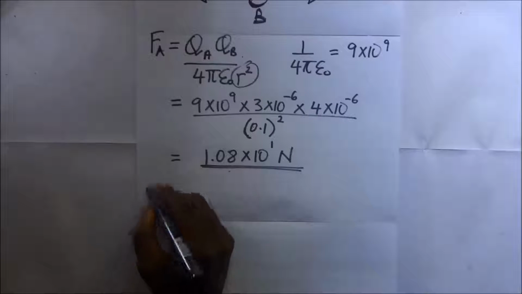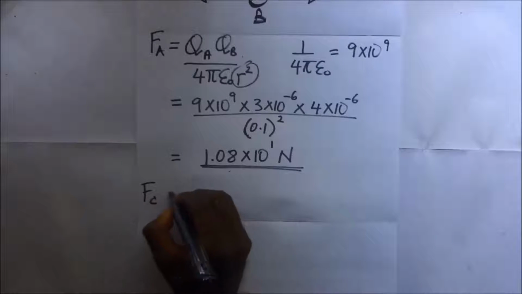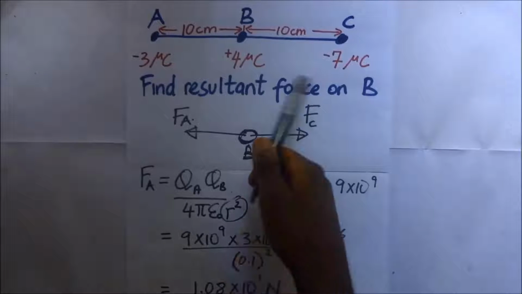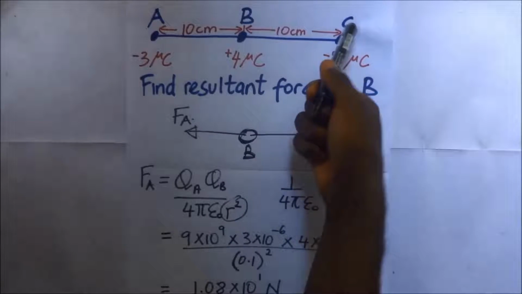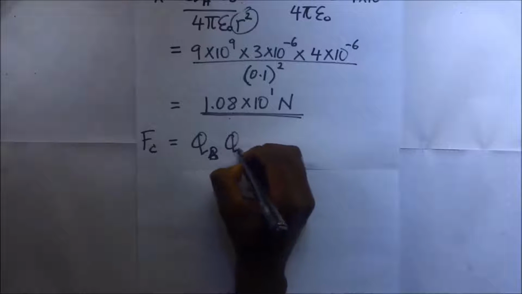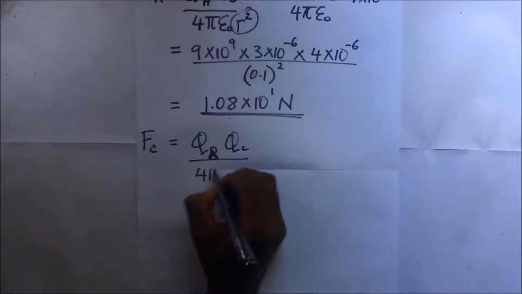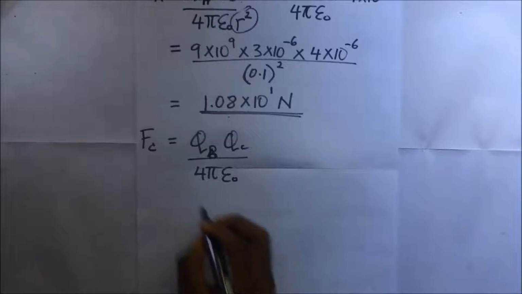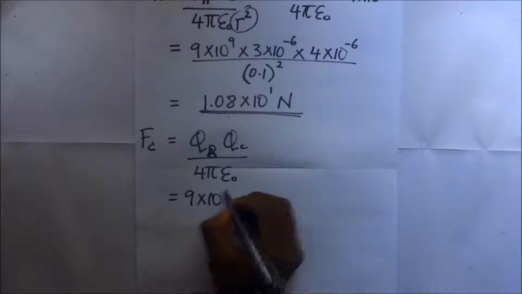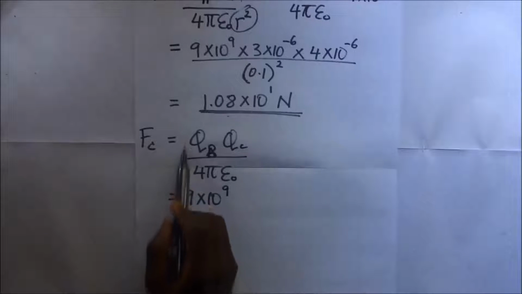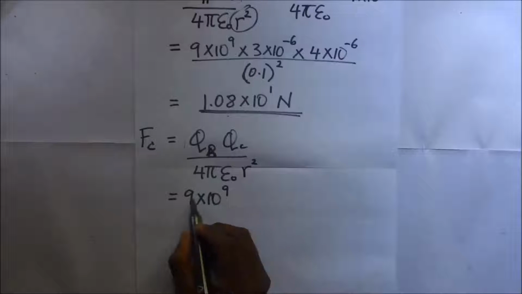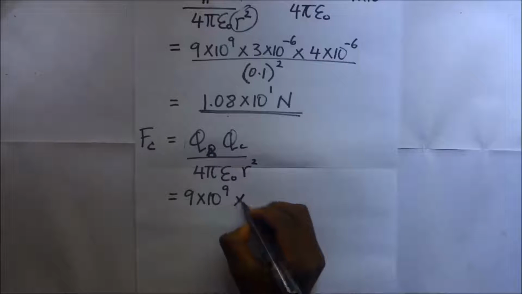So the force due to C, Fc, is going to be equal to QB and QC over 4 pi epsilon naught. So that's going to become 9 times 10 to the power 9. 9 times 10 to the power 9 is the 1 over 4 pi epsilon naught, times QB, over r squared.